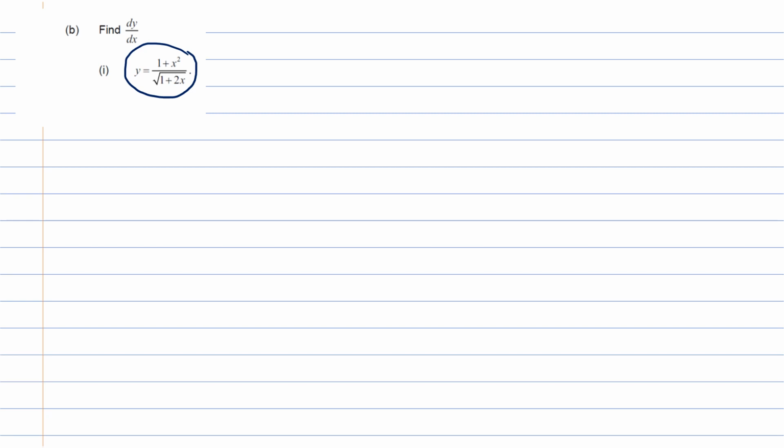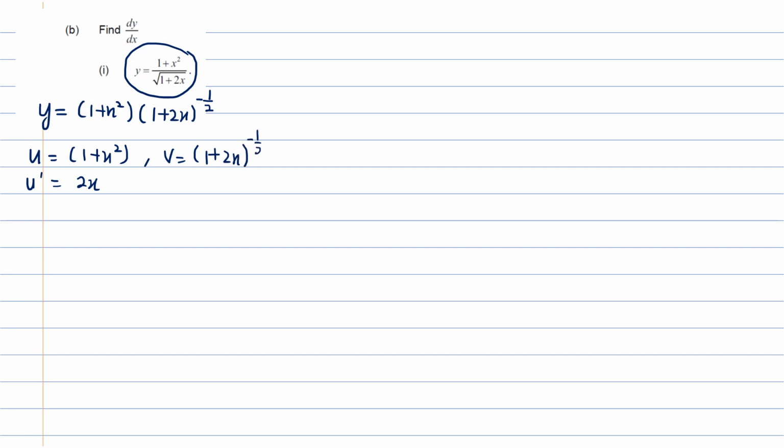So let's say we rewrite our question. So y is equal to (1 plus x squared) times (1 plus 2x) to the power of negative 1 over 2. Therefore, our u is equal to 1 plus x squared, u prime is equal to 2x, v is equal to (1 plus 2x) to the power of negative 1 over 2, and our v prime is equal to negative 1 over 2, (1 plus 2x) to the power of negative 3 over 2 times 2. So we simplify, our v prime should be negative (1 plus 2x) to the power of negative 3 over 2.